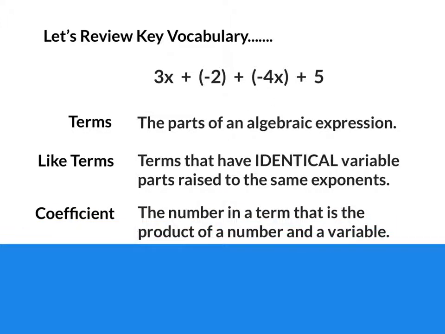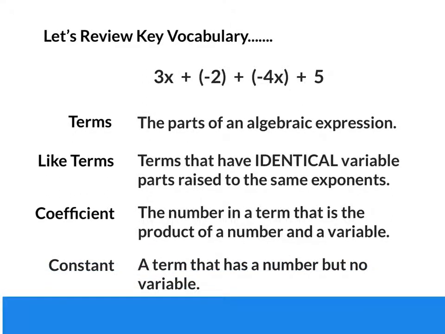Coefficient is the number in a term that is the product of a number and a variable. In our example, the 3 in the term 3x is the coefficient, and the negative 4 in the term negative 4x is the coefficient. And finally, a constant is a term that has a number but no variable.